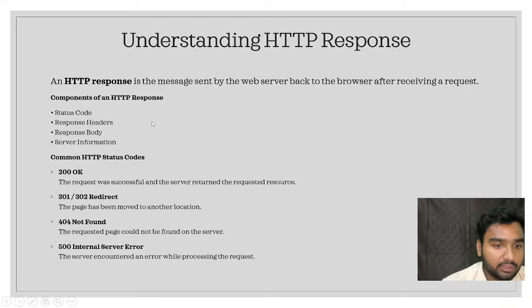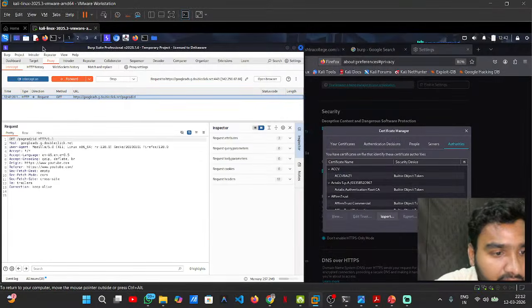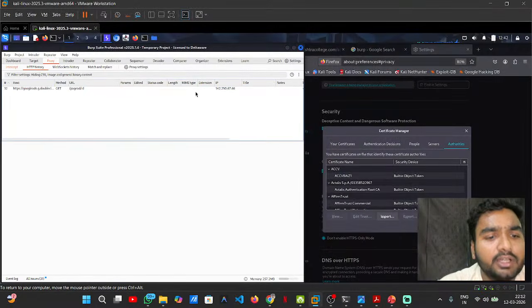Next, we already discussed this before starting the practical demonstration: understanding HTTP responses. Let's revise the definition again. An HTTP response is the message sent by a web server back to the browser after receiving a request. What are the components of an HTTP response? Status code, response header, response body, server information. As we discussed here in HTTP, I think it is clear. Okay, no issues.